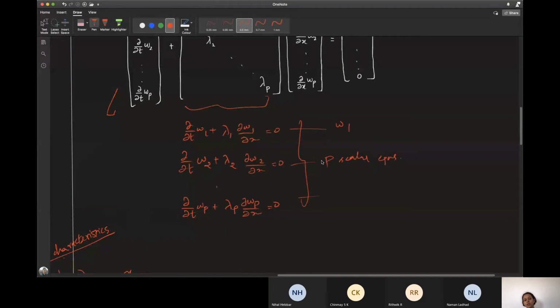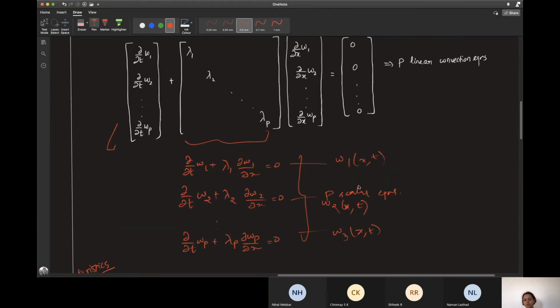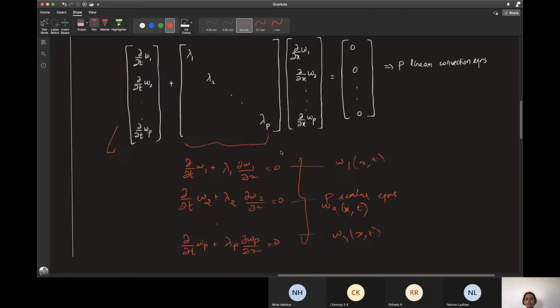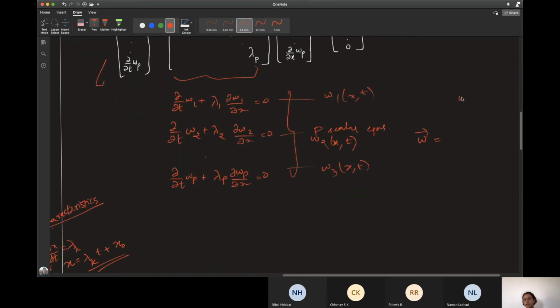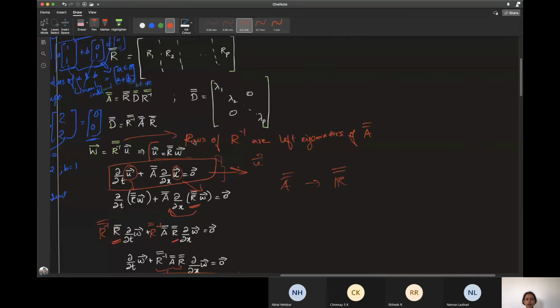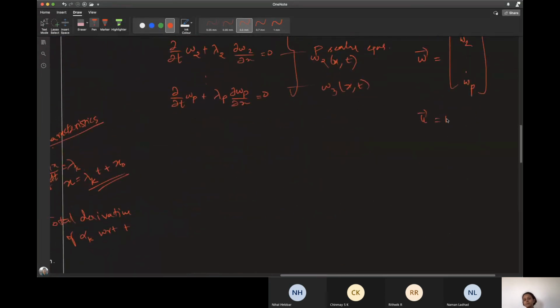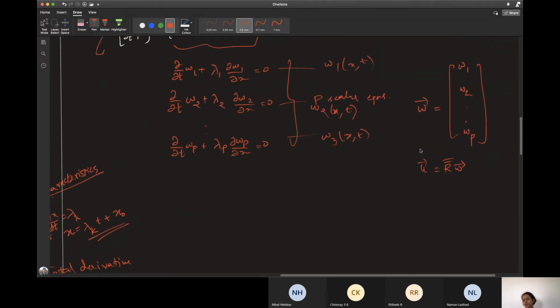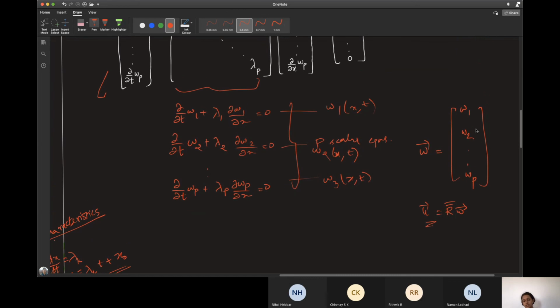We can find w1, w2, etc., like the solution at all x and t. We can find those from each of these systems, and we can arrange that as a vector again, w1, w2 up to wp. Now from this we can find u vector, that is u vector equals R into w vector, right? So from this we can find the solution for the system.